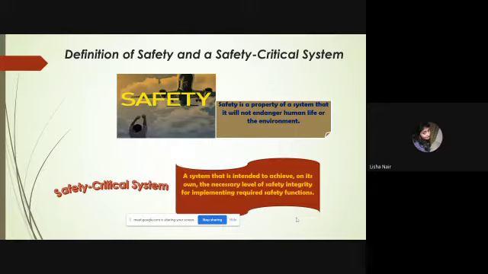What a safety critical system does is intended to achieve its own level of safety integrity. So we have to implement certain safety functions. When I say I work on flight control systems, it means the controlling of flights.